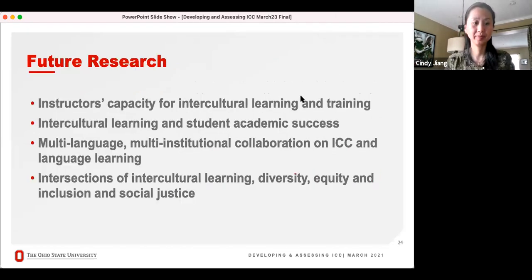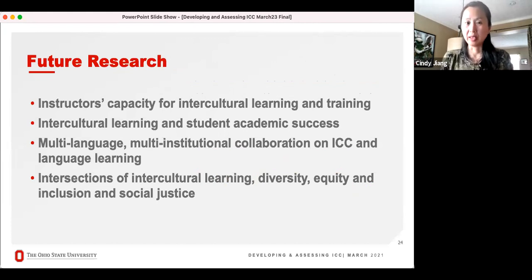So a few quick notes on our future research. As April mentioned, we are continuing the research into the second phase, where we want to really focus on the instructors' capacity for intercultural learning and training, and what kind of impact instructors' capacity has on students' learning.